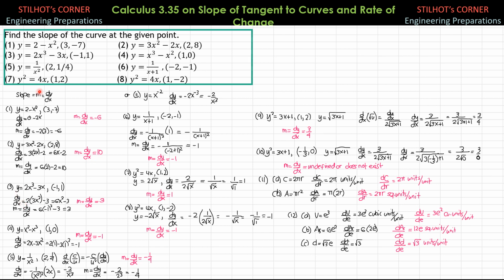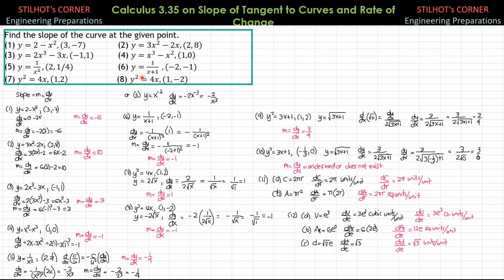Then number 3, y is 2x cubed minus 3x at the point (-1, 1). So dy/dx, the slope, is 2 times the derivative of x cubed, 3x squared, 3x to the power 3 minus 1, or 3x squared, then minus 3 times 1, so minus 3. Simplifying, 6x squared minus 3. So substitute: 6 times negative 1 squared minus 3, which is 6 minus 3, so 3. The slope of the curve, or slope of the tangent to the curve, therefore is 3.